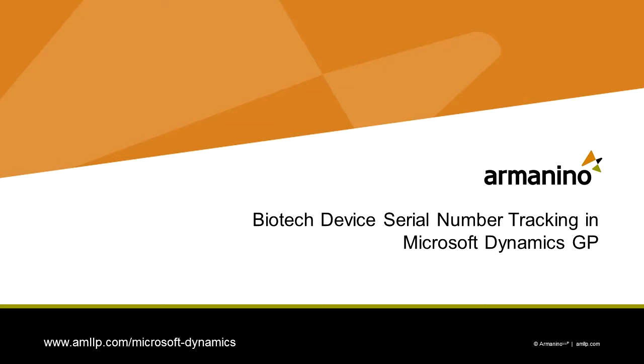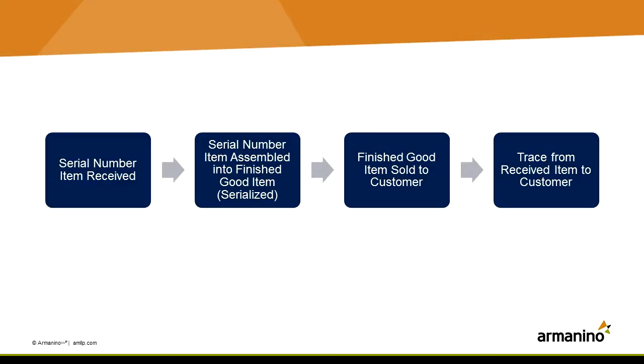I want to show you how you can use Dynamics GP to track serial numbers in a manufacturing operation for a biotech device company. Typically the problem is I've received some serialized items into my component inventory. I'm going to turn those around into a manufactured finished good, and then I'm going to sell that finished good item to a customer.